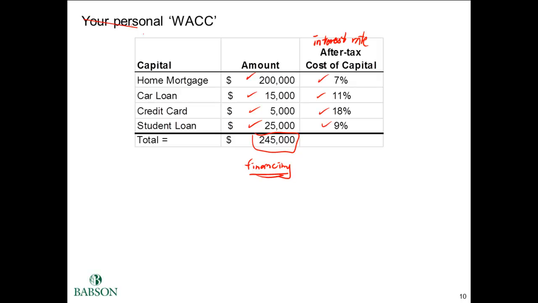The question that I have is, what's the average interest rate that you're paying? Now, if we wanted to ballpark it, we would just take a simple average of these four. The simple average of these four is going to end up being 11.25%.